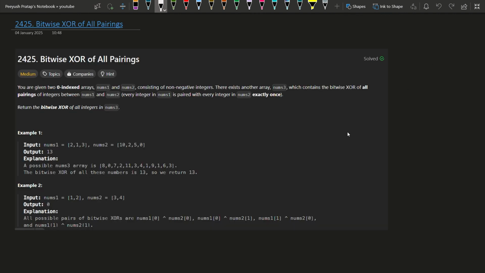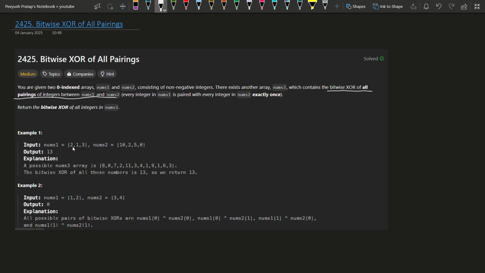Now let us have a look at our question. We have two arrays, nums1 and nums2, that have non-negative integers. Here you can see. And we have another array, nums3. How is it getting created? When we are doing XOR of all pairings of integers between nums1 and nums2.